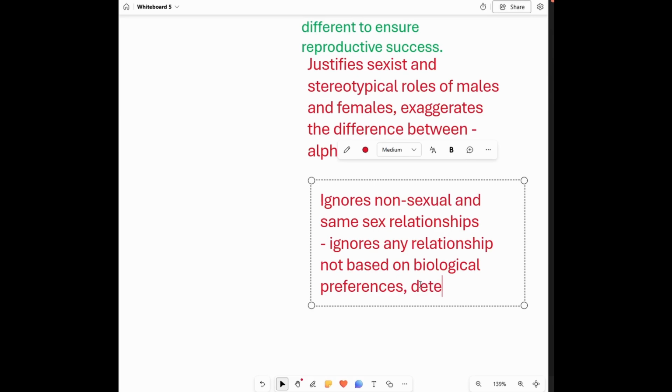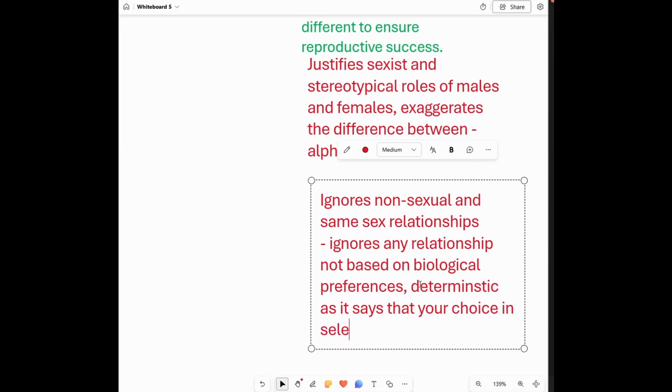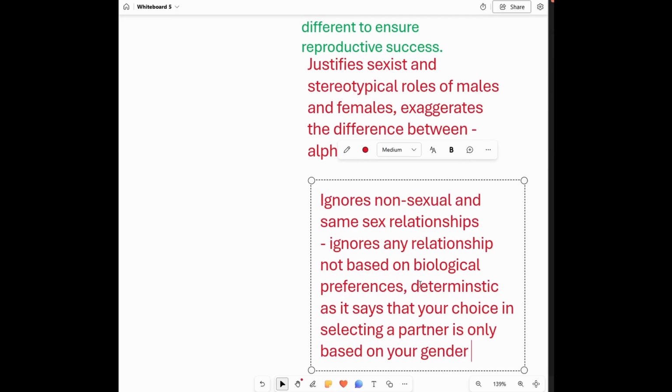And it's deterministic, as it says that your choice in selecting someone is only based on your gender. It says that females are only attracted to those who will care for their offspring. It's not really even about them.